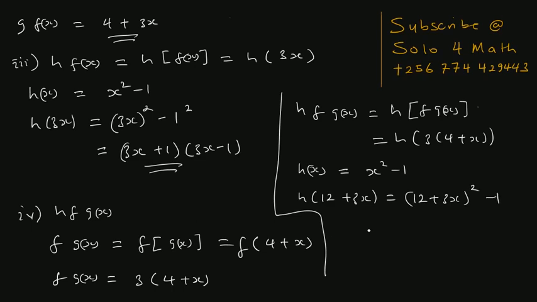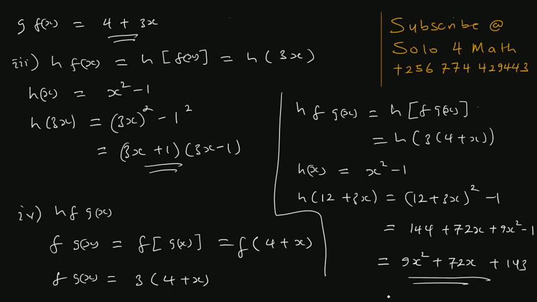We can expand to give us 144 plus 72x plus 9x squared minus 1, which is a quadratic expression: 9x squared plus 72x plus 143. Yeah, that is about the composite functions.